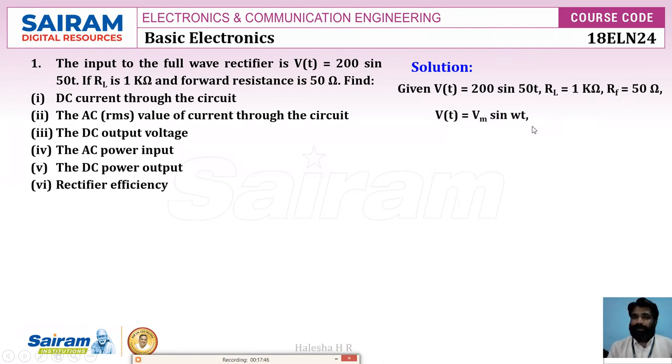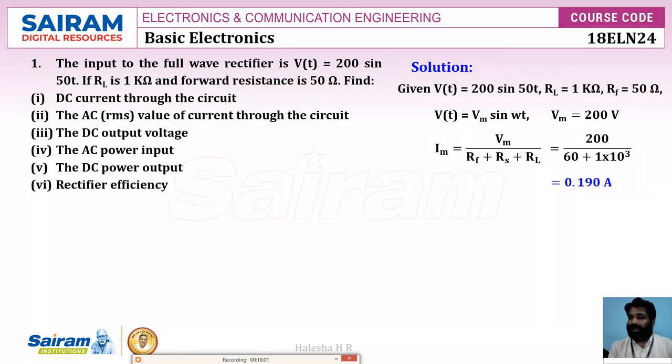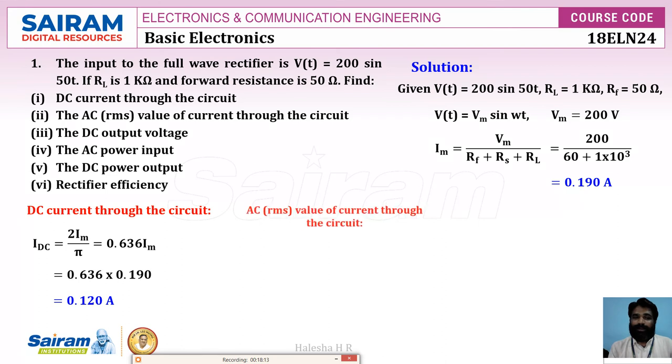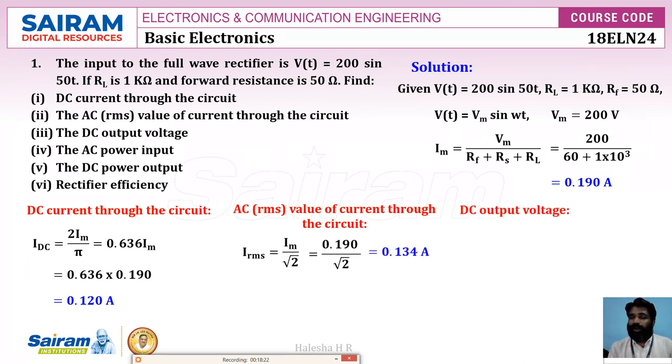So by comparing, this is the standard expression, V of t is equal to Vm sin omega t. So by comparing this, Vm is equal to 200 volt. Okay. So again, substituting Vm in the Im expression, this is Im. And then the DC current through the circuit, I mean IDC for a full wave rectifier, is 2 Im by pi, substitute the Im value, you will get IDC. And similarly, the RMS value of current is Im by root 2, substitute Im, you will get IRMS. And the DC output voltage VDC is equal to IDC into RL, so substitute the values, you will get the VDC value.